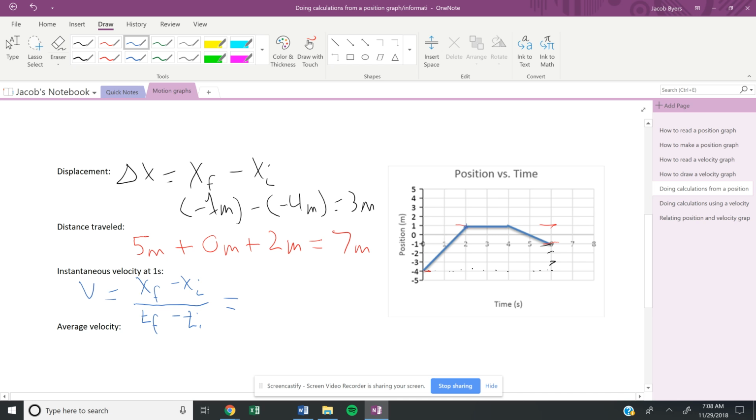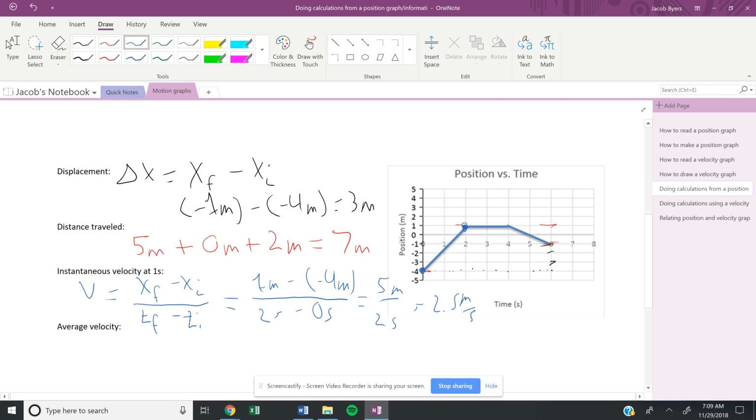And so I'm going to use this point here and our initial point here because it crosses on an XY marker. And so we've got our final position of 1 meter. We've got our initial position of -4 meters. Our final time here is 2 seconds, and our initial time is 0 seconds. So 1 minus -4 gives us 5 meters over 2 seconds, which will equal 2.5 meters per second.